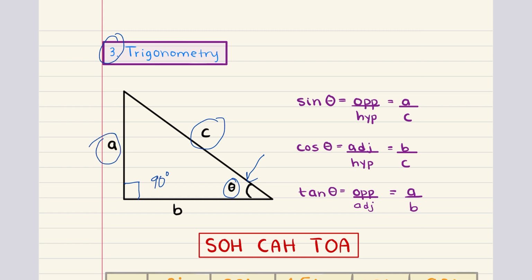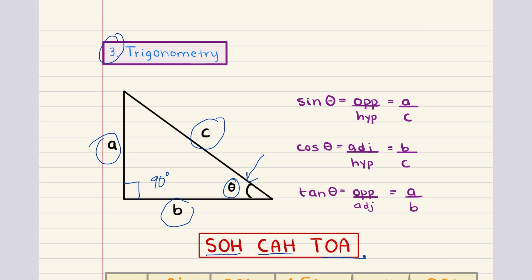The adjacent side is the side next to the angle theta, excluding the hypotenuse. So in this triangle, side B is the adjacent side. Now, trigonometric functions define the relationships between these sides. The three primary functions are sine, cosine, and tangent. These are often remembered using the mnemonic SOHCAHTOA.